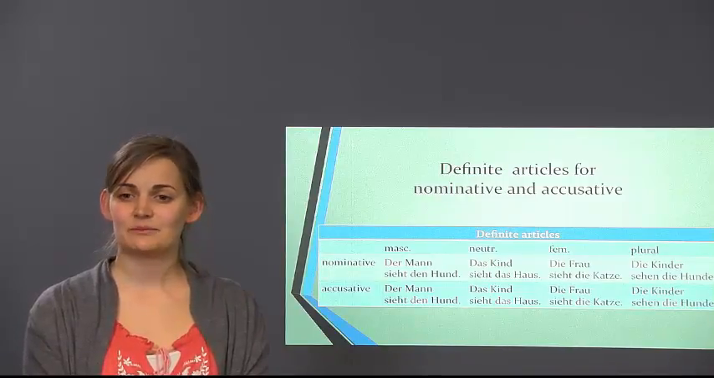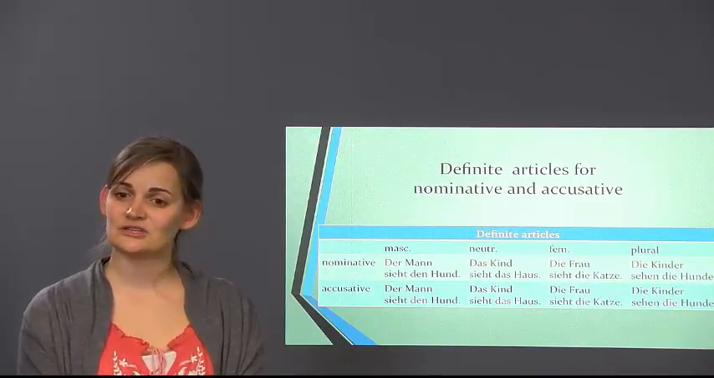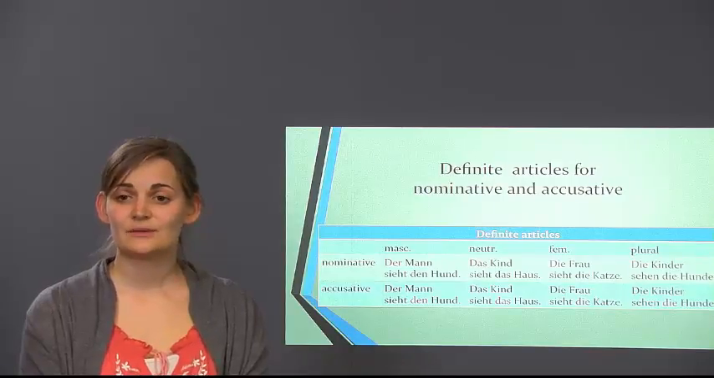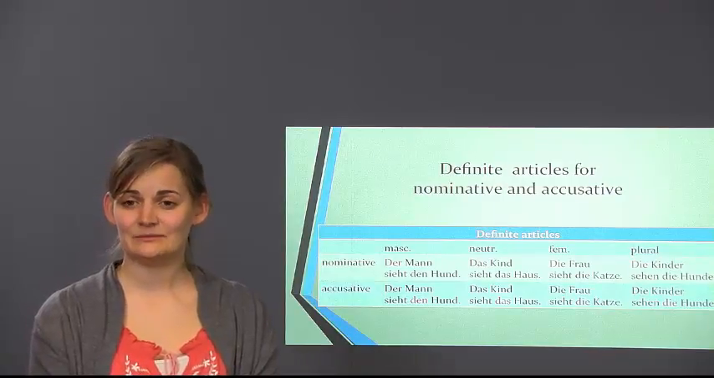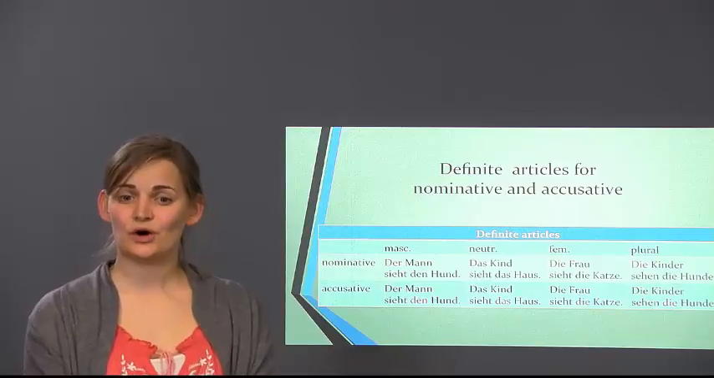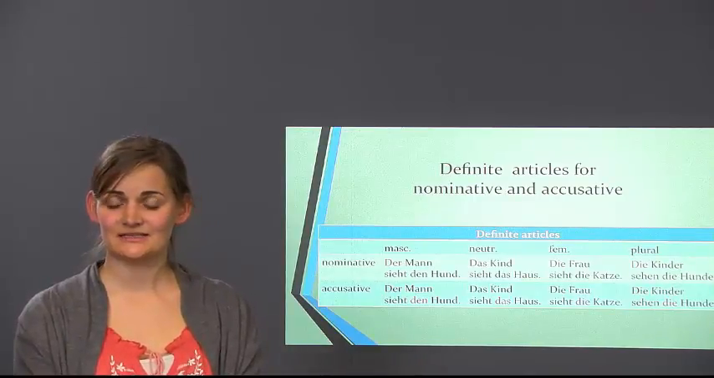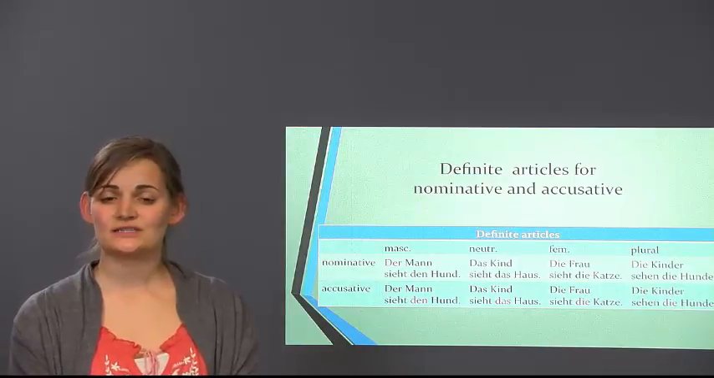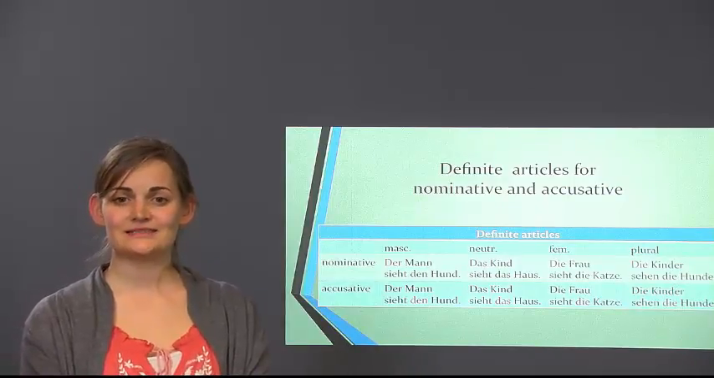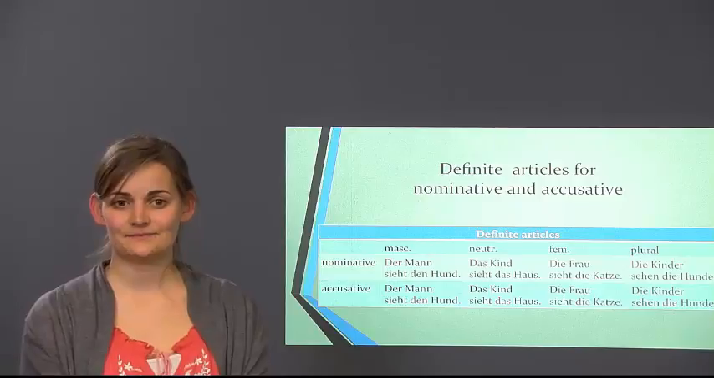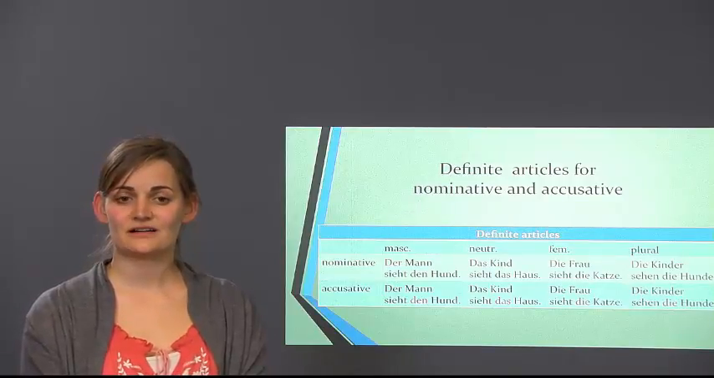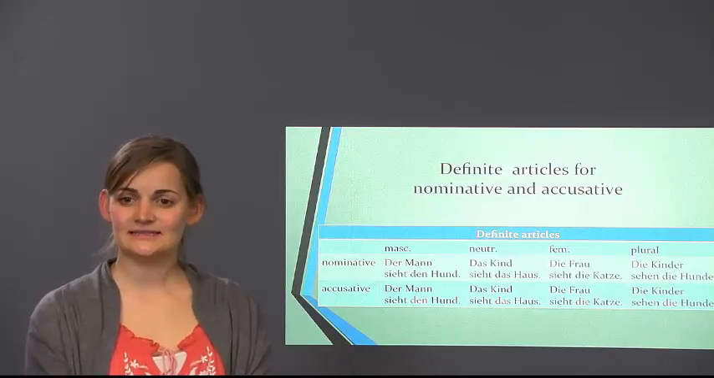So we cannot tell by the article by itself if it's nominative or accusative, but we can by identifying the element in the sentence. Who or what is seeing, that is the subject of the sentence, the woman. Who or what is being seen, that is the direct object, the cat. So all forms are den, das, die, die.